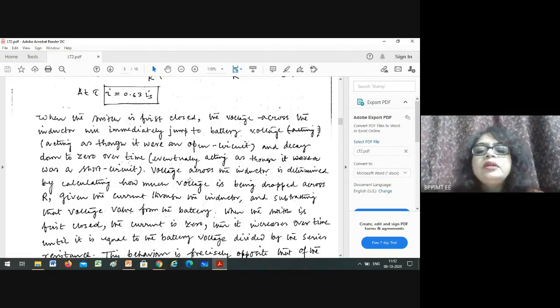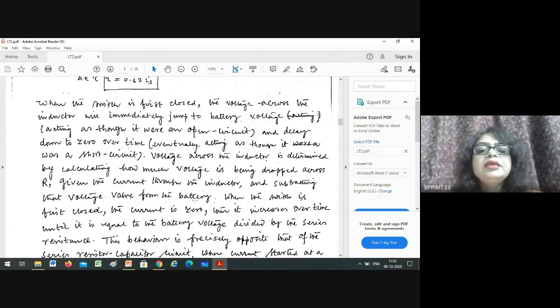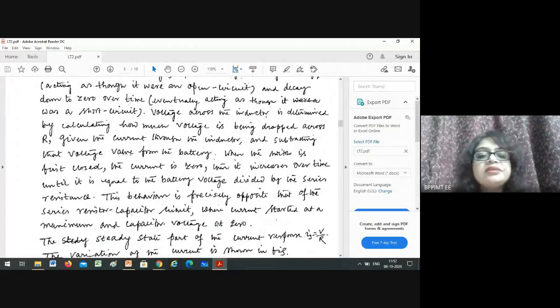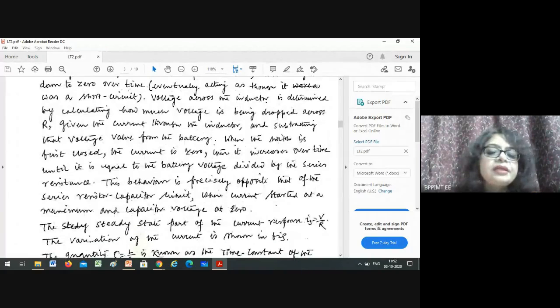Now, the voltage across the inductor is determined by calculating how much voltage is being dropped across R, given the current through the inductor, and subtracting that voltage value from the battery. When the switch is first closed, the current is 0. Then it increases over time until it is equal to the battery voltage divided by the series resistance. This behavior is precisely opposite that of the series resistor capacitor circuit, where current started at a maximum and capacitor voltage at 0.